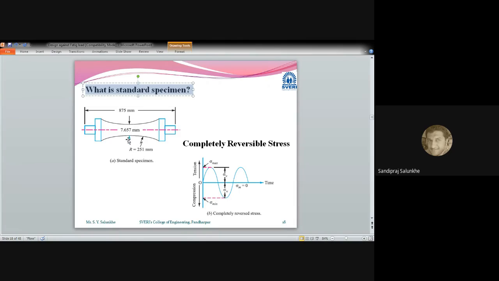Its middle diameter should be 7.657 millimeter. And the curvature which we are going to produce on that specimen has a radius equal to 251 millimeter. Now you can ask whether it is necessary every time to manufacture this standard component with the same dimensions while we are going to calculate the endurance limit of any material.